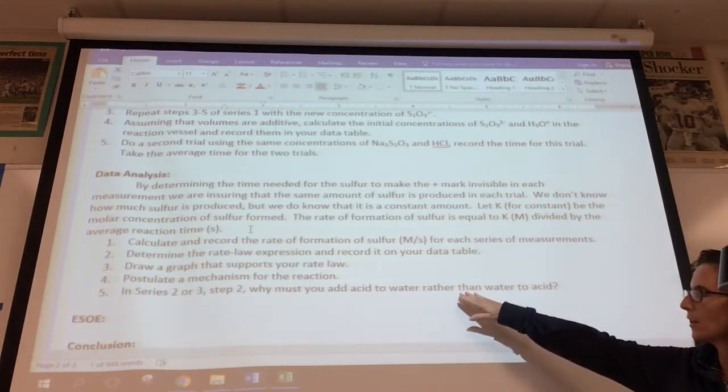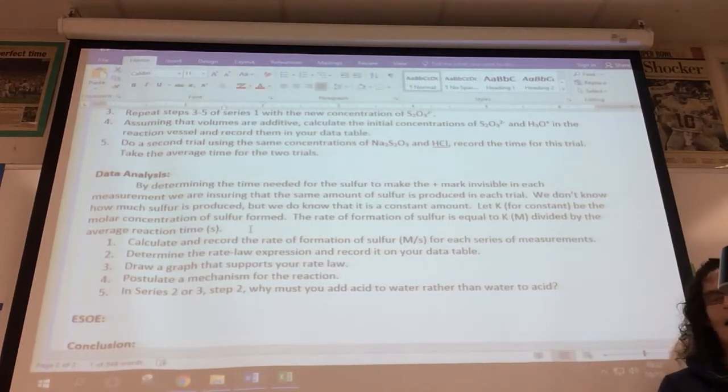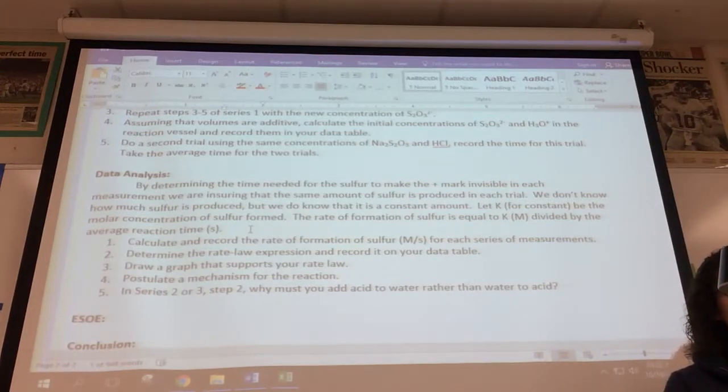The last question here says, why must you add acid to water rather than water to acid? And this is for safety reasons. You always add acid to water when you make a dilution, because when you dilute acid, the reaction is highly exothermic. A lot of heat is released. So if you have a bed of water to catch some of the heat, you won't get an explosive reaction, and whatever you're making the dilution in, the glassware won't blow. So you always add acid to water because it's so exothermic such that the water that's already there will catch some of the heat that's released.